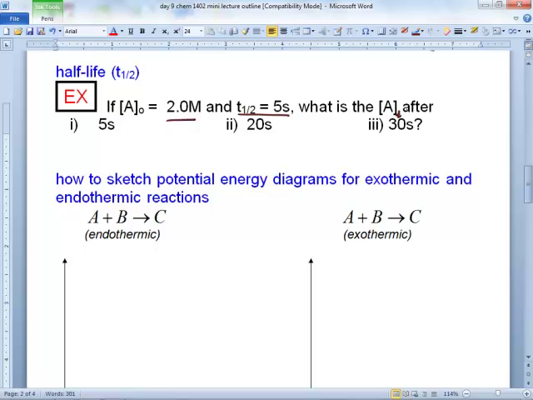So the half-life is 5 seconds. Initial concentration is 2 molar. 5 seconds has gone by. They want to know how much is left. So exactly 1 half-life, that means half of it had to disappear on you. So you'd be left with, not seconds, right? How much? Anyone see what I'm driving at?